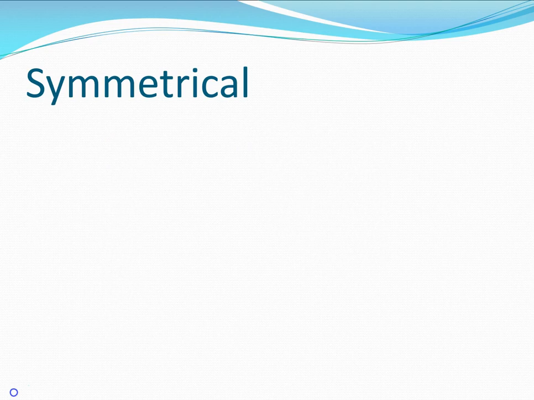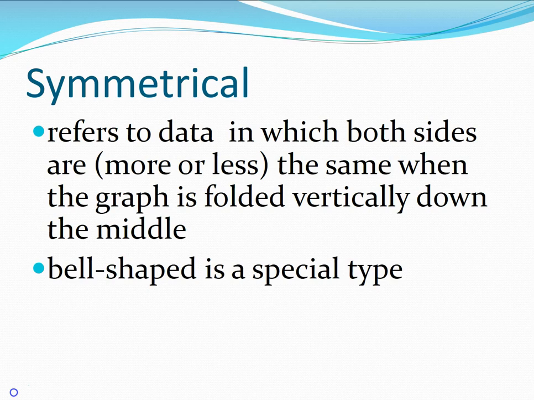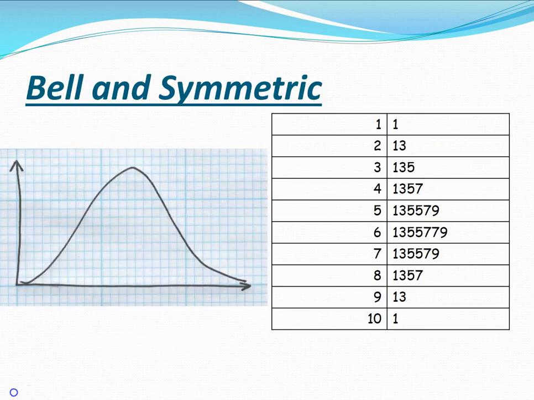Next up, symmetrical. Symmetrical refers to data in which both sides are more or less the same. If you fold the graph down the middle, it's going to look the same on the left and the right. We sometimes refer to symmetrical as a bell-shaped curve. So a bell-shaped curve has a center mound with two sloping tails. Here's an example of a bell-shaped curve or a symmetric curve.